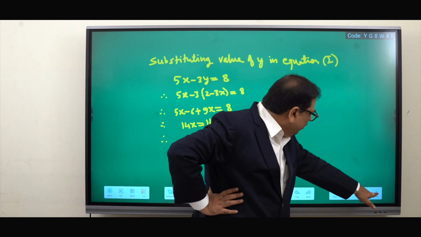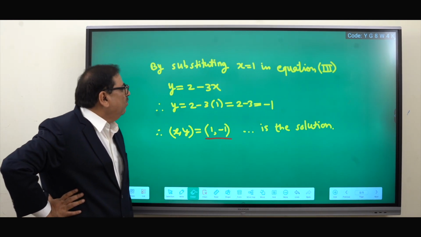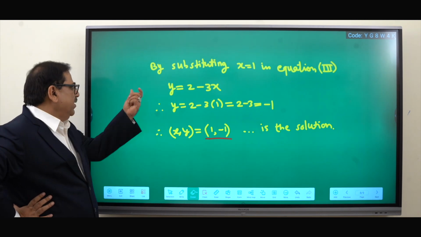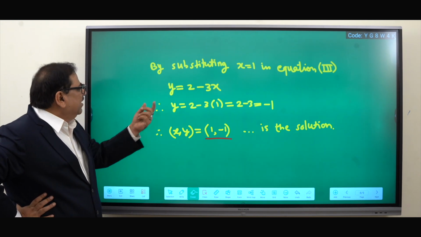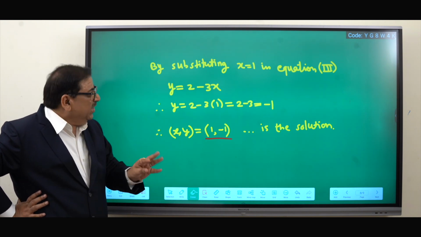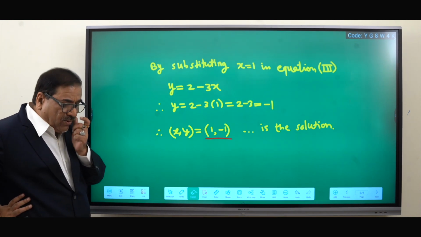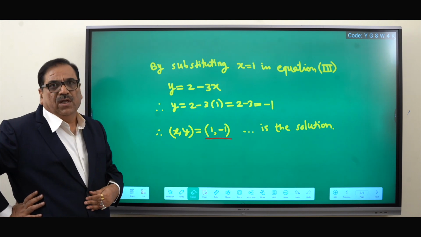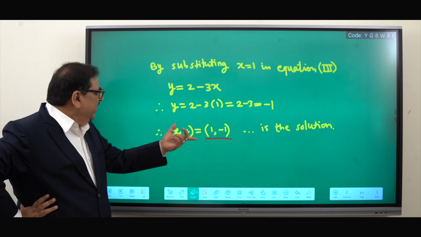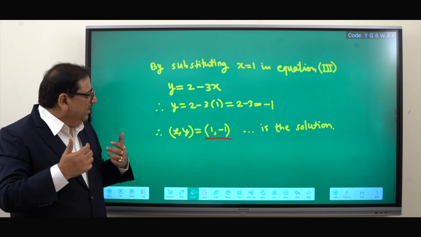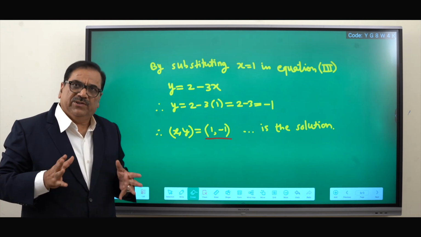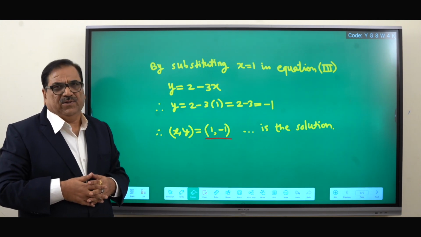As usual, we have got it as in the earlier method, and now we substitute the value x is equal to 1 in equation 3, y is equal to 2 minus 3x. So y is equal to 2 minus 3 into 1, which is 2 minus 3, which is minus 1, and thus we have got the value of y also. And therefore the values of unknowns x and y, in one bracket 1 and minus 1, is the solution, or we can say it is the solution set of the simultaneous equations.